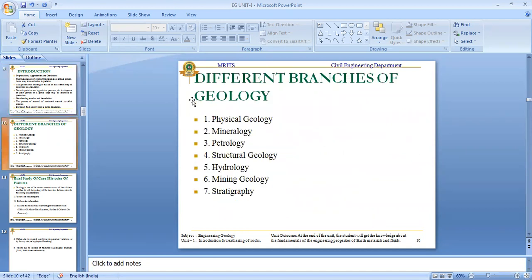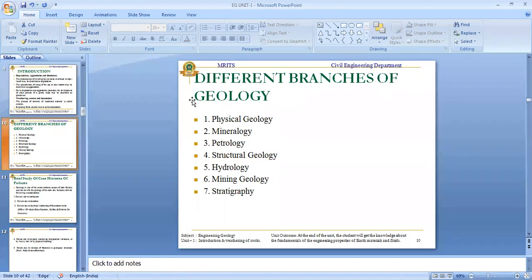So now we'll see the different branches of geology. Those are physical, mineral, petrology, structure, hydrology, mining and stratigraphy. In these branches, mineralogy, petrology and structural geology are the very important ones, because these are going to be considered in almost all aspects of geology. See, these are the core branches, what we can say.